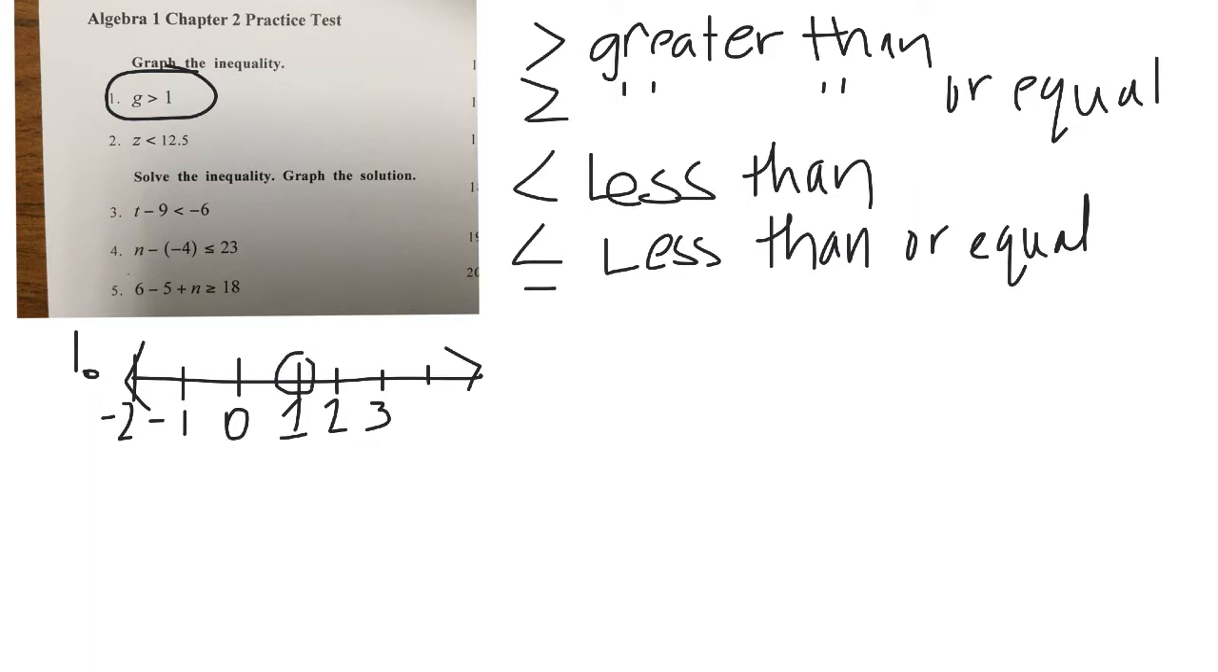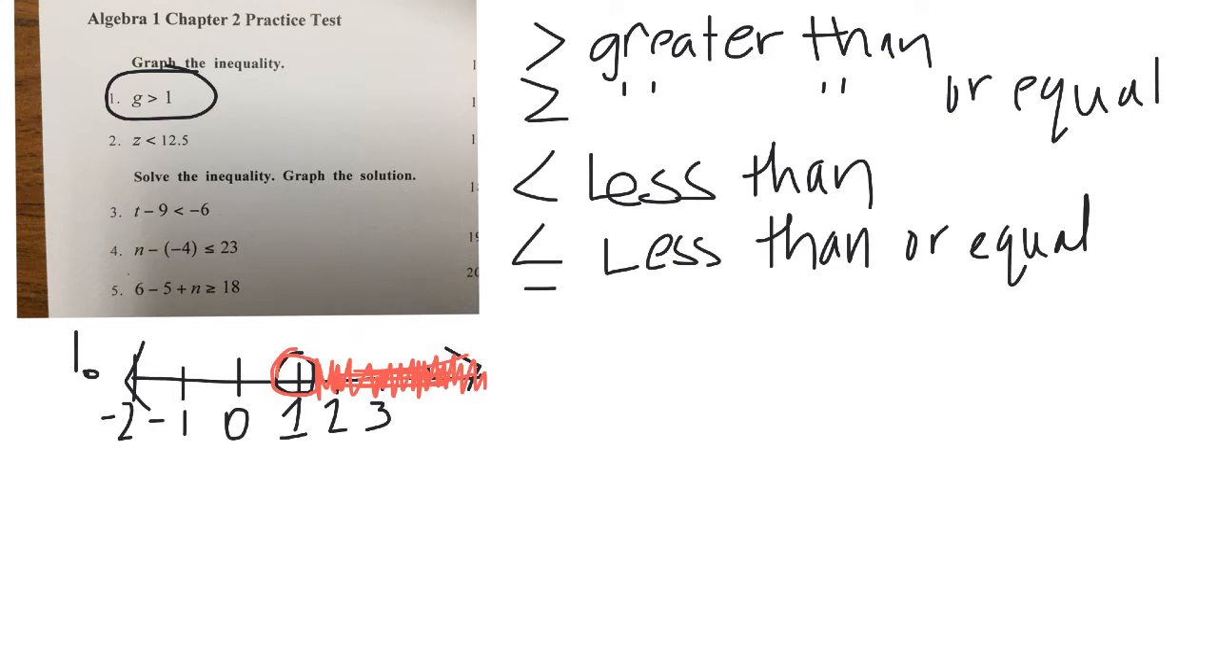Let me do this in a different color. Open circle on the 1. And the numbers that are larger than, greater than 1 are 2, 3, 4, and all the fractions and decimals in between. So the shading is to the right. These are the numbers that are greater than 1.